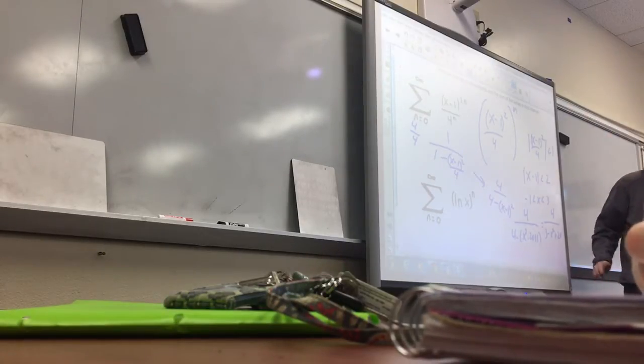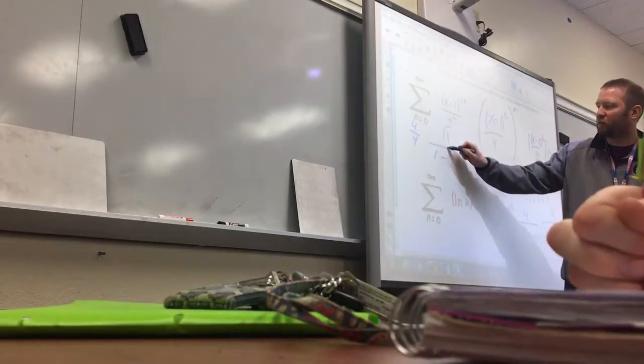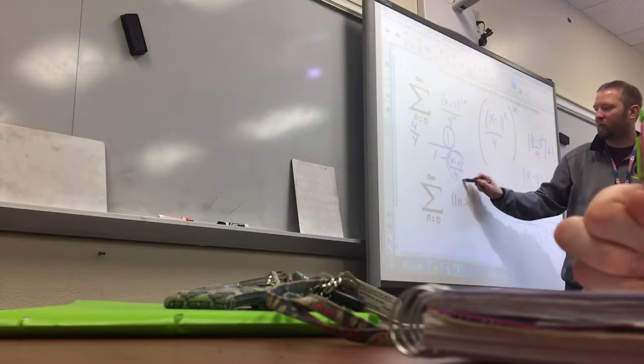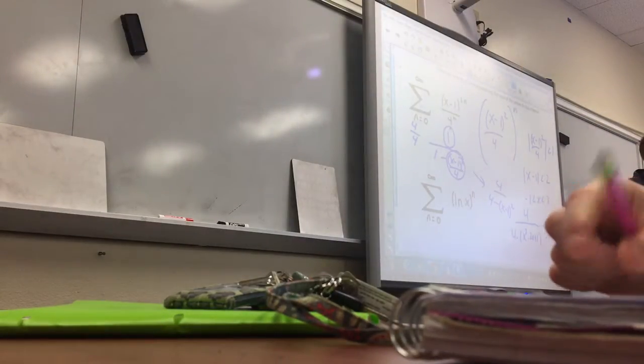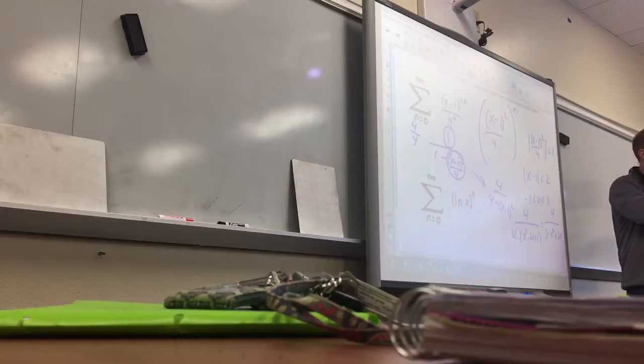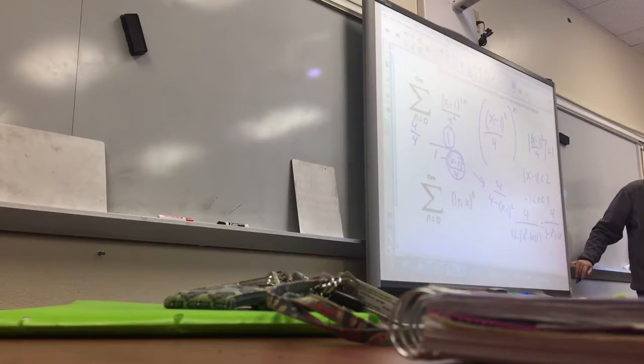No, my first term is 1. Geometric sum: first term over 1 minus your common ratio. So our first term is 1. Yeah, the sum of a geometric series is the first term over 1 minus r. That's a formula. The sum of a geometric.